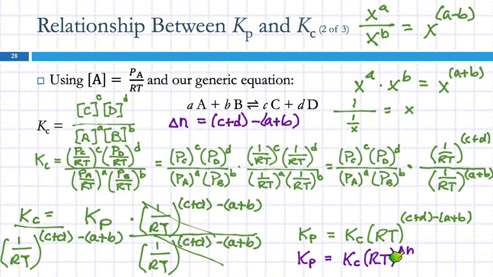If delta N is 0, what happens to that RT term? It becomes 1, and Kp equals Kc. So that's our end result. And that equation is on your useful information for Chem 1B exams handout that you get for exams. So you do not have to memorize that equation. You need to just remember how to use it.